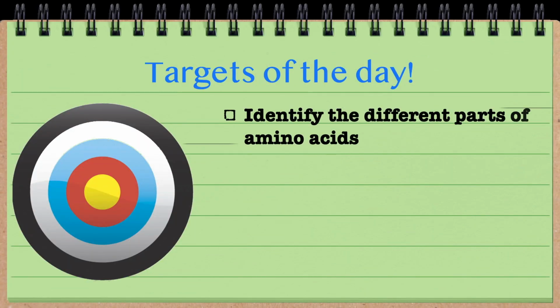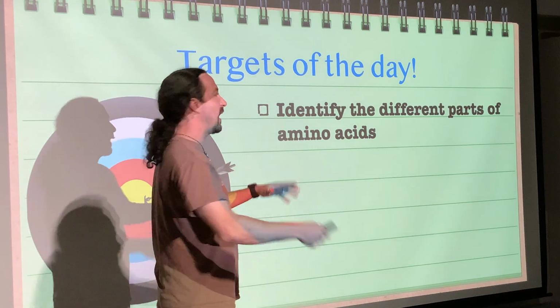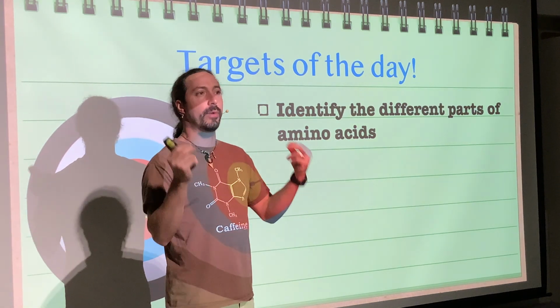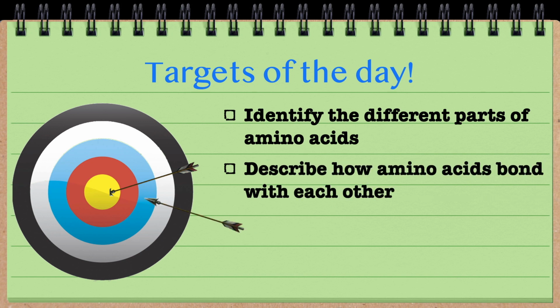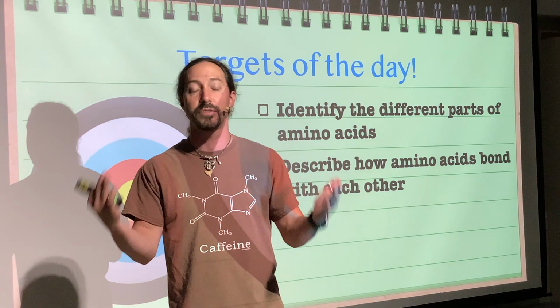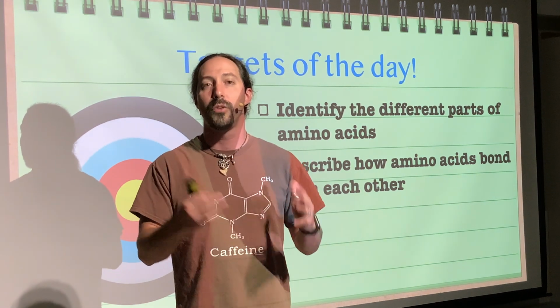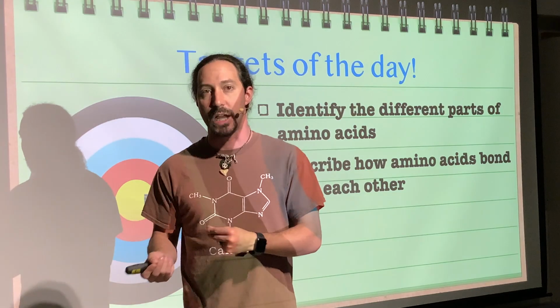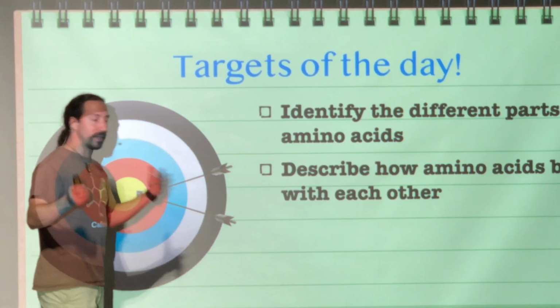First off, identify the different parts of amino acids, being the monomer that make up a polypeptide. So they have specific parts to them, and we are going to have to learn and understand them. Next, describe how amino acids bond with each other. They perform dehydration synthesis just like every other type of biomacromolecule, but they make a different type of bond. Lipids make ester bonds. Carbohydrates make glycosidic linkages, and these are going to make their own specific bond as well.